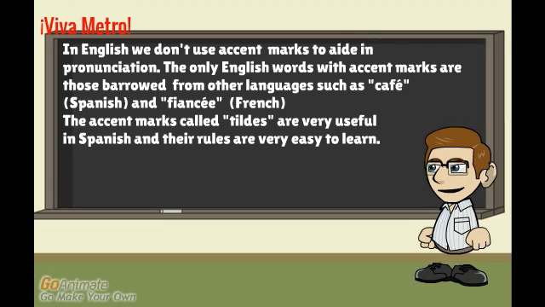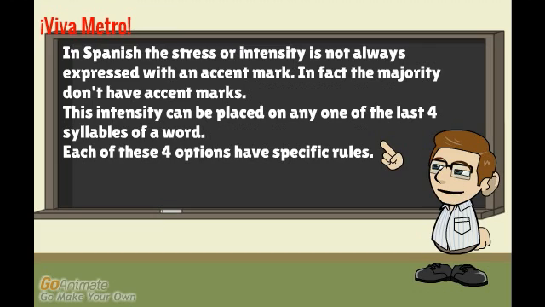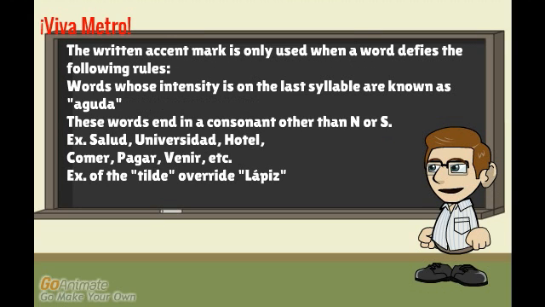The accent marks, called tildes, are very useful in Spanish, and their rules are very easy to learn. In Spanish, the stress or intensity is not always expressed with an accent mark. In fact, the majority don't have accent marks. The intensity can be placed on any one of the last 4 syllables of a word. Each of these 4 options have specific rules. The written accent mark is only used when a word defies the following rules.